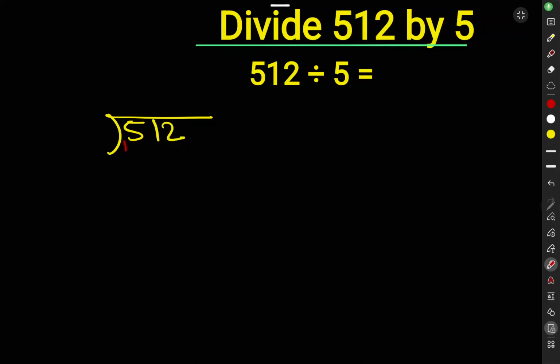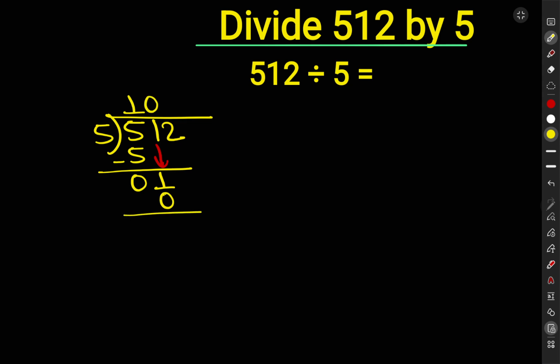We divide 512 by 5 in a long division method. 5 times 1 is 5. On subtracting we get 0. So now we put down this 1 and 5 times 0 means 0. On subtracting we get 1.